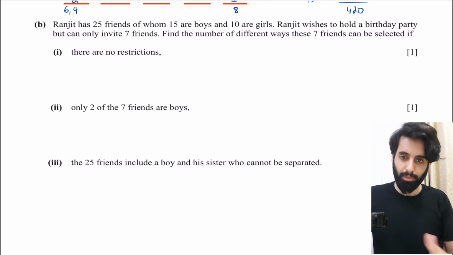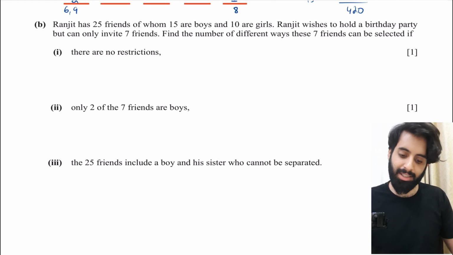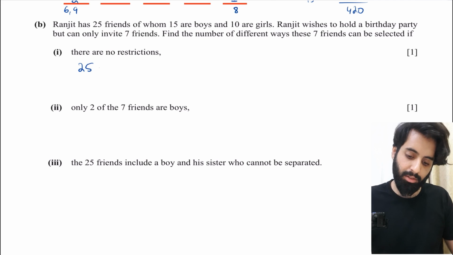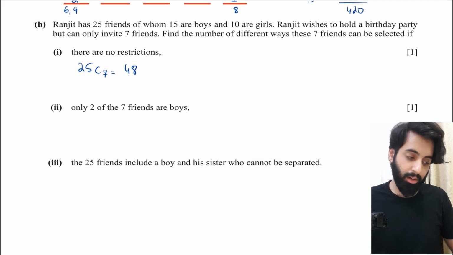So we're making sort of like a team, if there are no restrictions. So that means if he wants to select 7 out of 25 and there are no restrictions, it's just going to be 25C7. Let's break this out. 25C7 is equal to 480,700, and that is the correct answer.